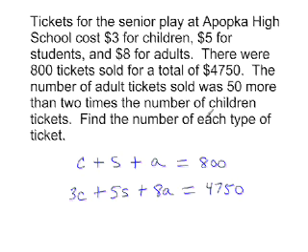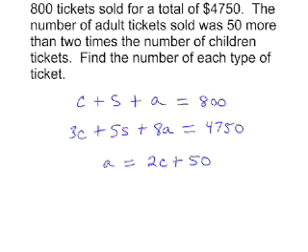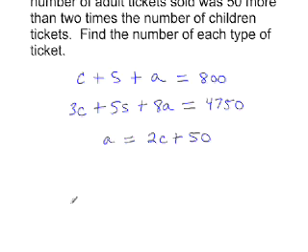One more equation that we can come up with is that the number of adult tickets, A, is 50 more than 2 times the number of children tickets. So that would be 2 times the number of children tickets, 2C, plus 50. So there we have our system of equations: 3 equations, 3 variables.